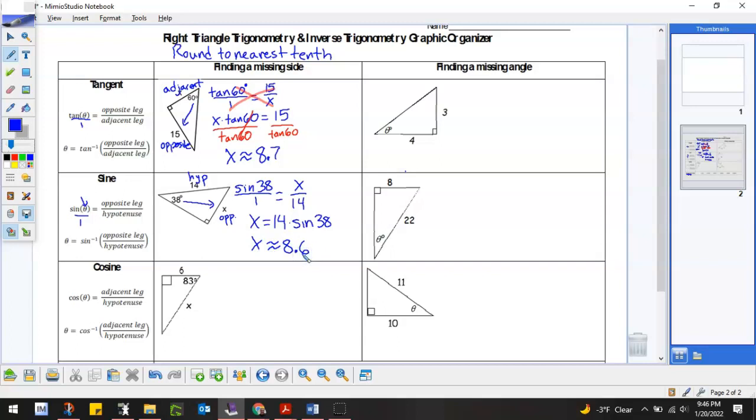And again, my hypotenuse is 14, which is the largest side, so I think it's reasonable to say that this side has to be smaller. Our last one's cosine, same idea. Put it over 1.